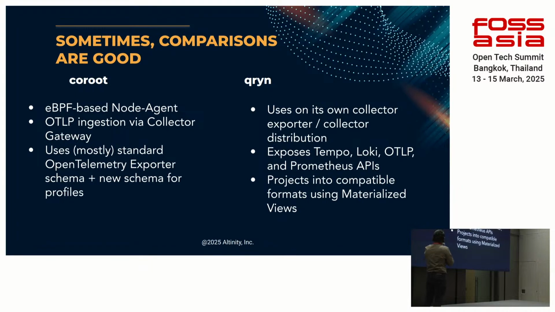Okay. If we compare the two, Coroot has an eBPF-based node agent, whereas qryn uses its own collector and exporter. So it's kind of non-standard compared to eBPF, because eBPF is used in other places, as you already know. OTLP ingestion via collector gateway is something Coroot does support, and it has the OpenTelemetry exporter schema and schema profiles. So there are some differences between the two if we shortlist these tools, and you can check those out and basically come to a conclusion.